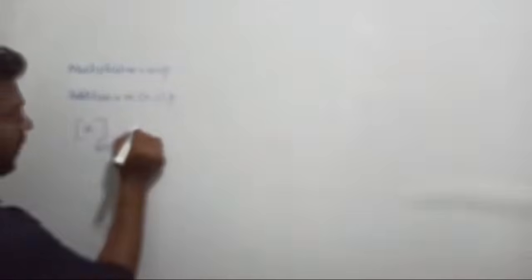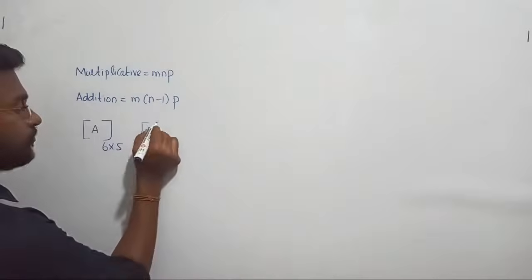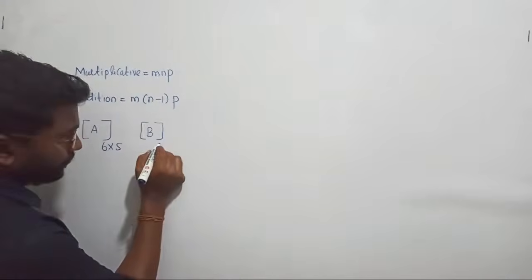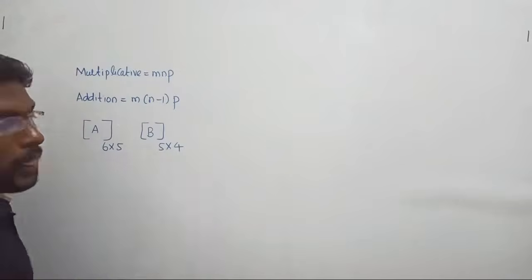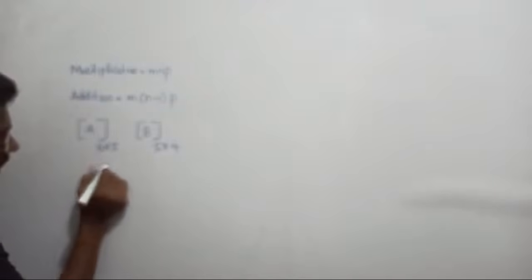Now, given this, we can take some general matrices. The first matrix is 6 cross 5, and they have given one more matrix that is going to be 5 cross 4. The question is: you are requested to find the number of multiplicative and additive terms while performing the matrix multiplication AB.